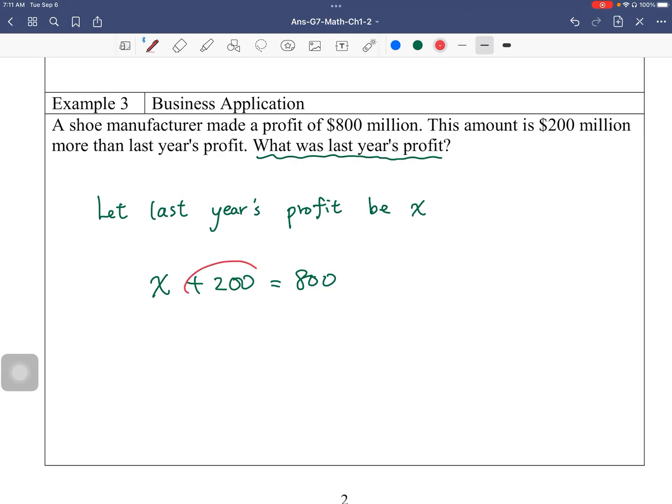So I cancel out 200, move it to the other side, minus 200. x equals 600. So last year's profit was 600 million. And then let's do think and discuss.